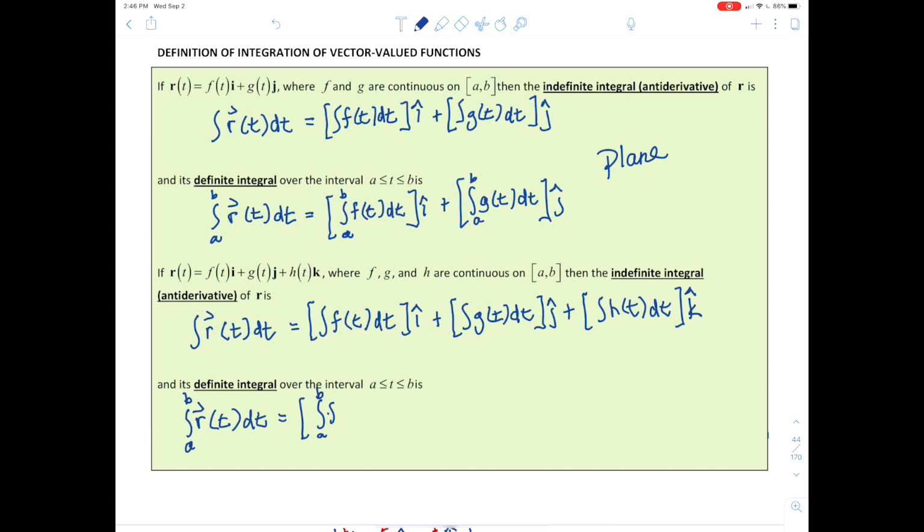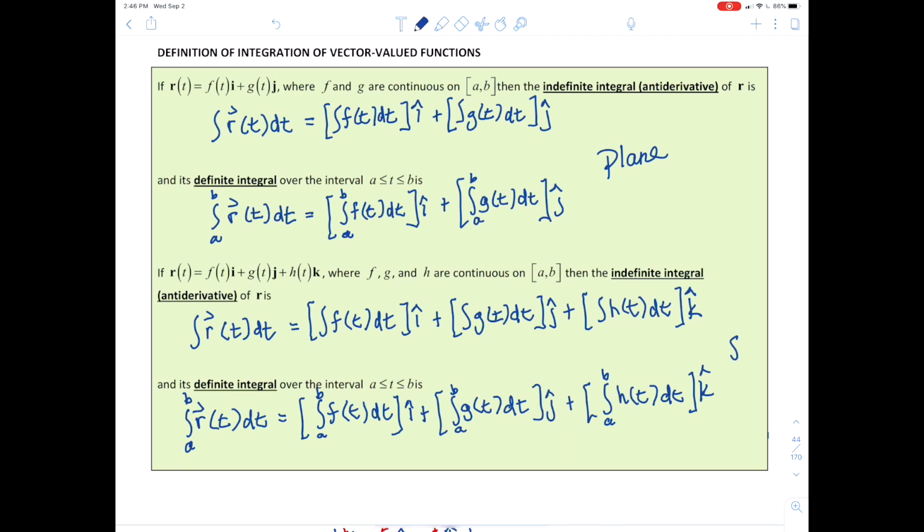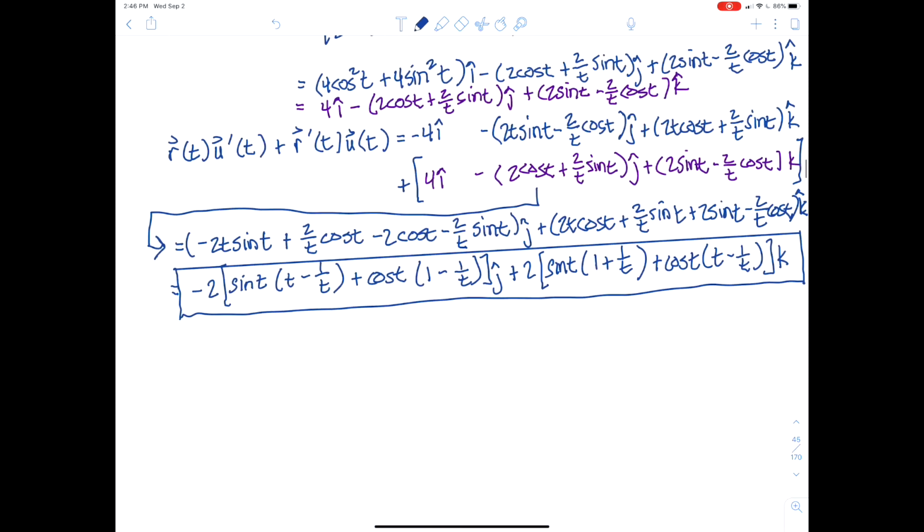So the integral from a to b, f(t) dt times i, plus the integral from a to b g(t) with respect to t times j, plus the integral from a to b h(t) dt times k. And this is for space. Groovy? All right. So now let's take a look.